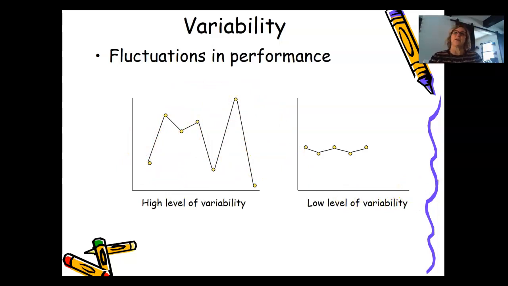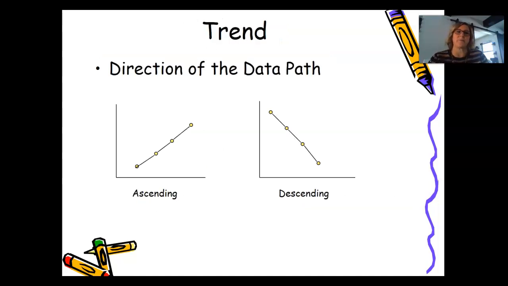So variability is the fluctuation in the behavior that you're looking at, fluctuation in that student's performance. Higher variability isn't necessarily a bad thing, but it probably will take longer to establish a pattern for a student when there's a high level of variability. The next thing you want to look at, particularly within phases, is the trend.